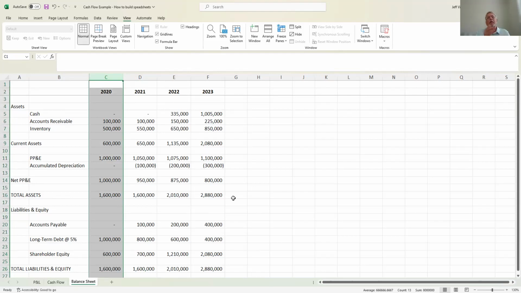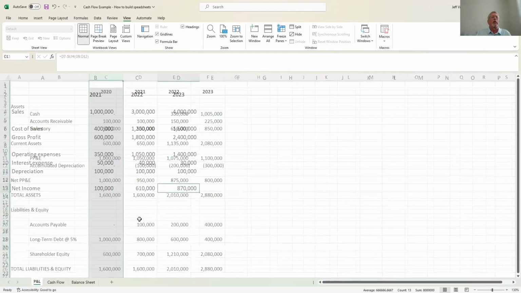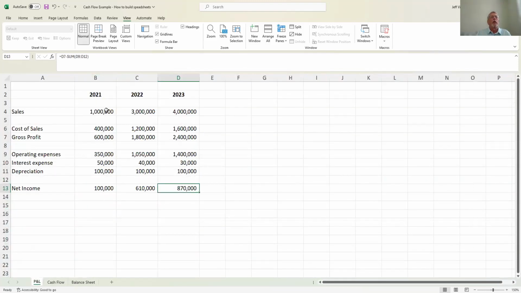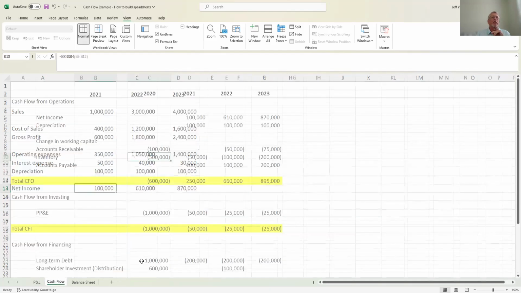All right, so what happens next? We go into this first year of operation, and we do $1 million in sales, and at the end of the day, we make 100 grand. So how much cash did the business actually produce? Well, that's why we go to the cash flow.